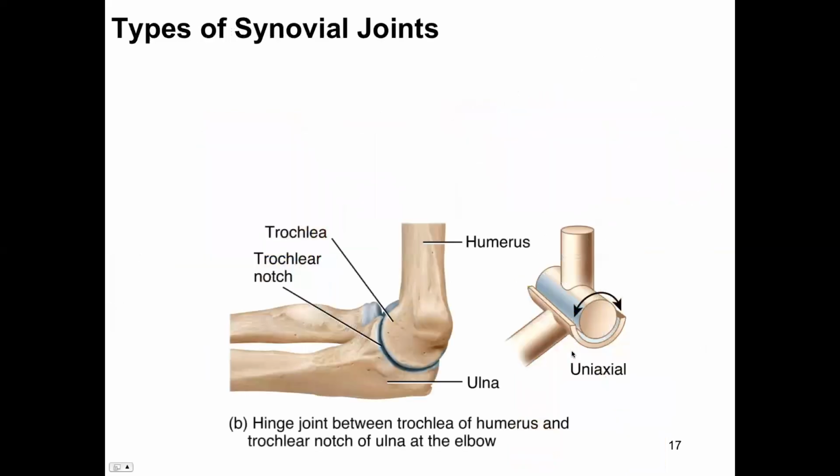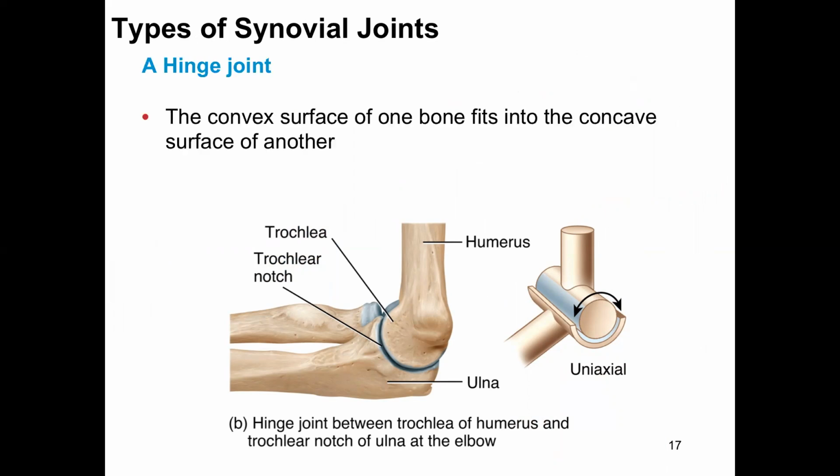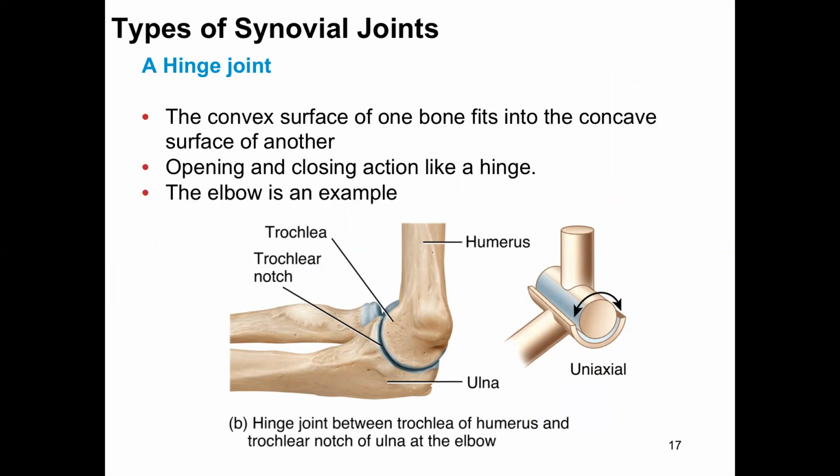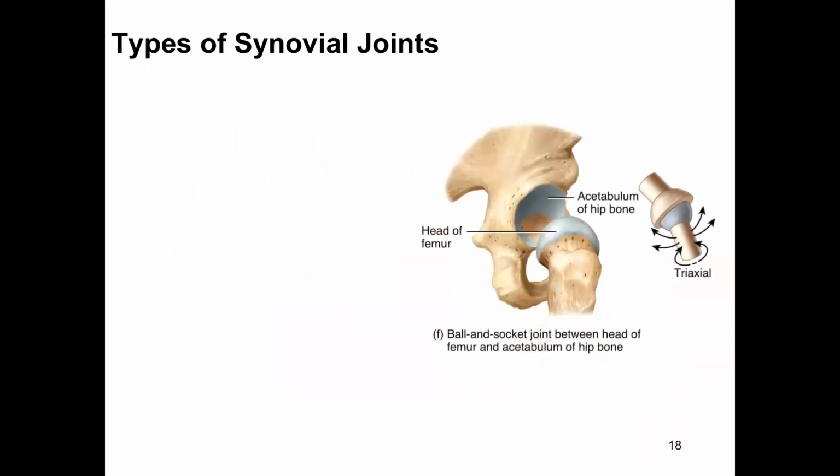Now, types of synovial joints, I just mentioned 2 of them in this class. First is the hinge joint. So the hinge joint is where a convex surface fits into a concave surface. And then we have this opening and closing action like a hinge. And the elbow is an example of that. Okay, so one to think about here.